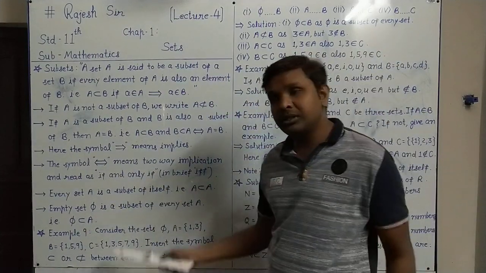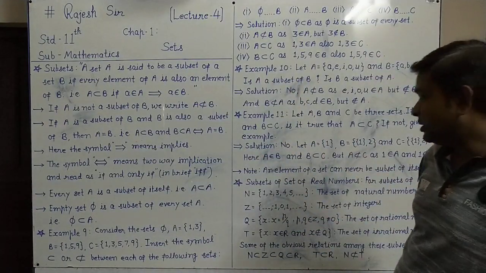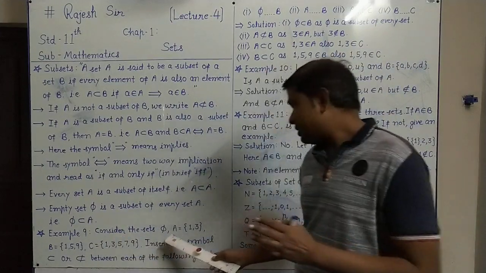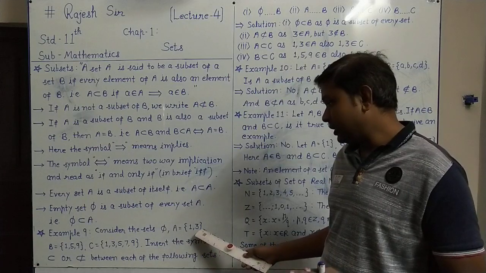Let's see the examples related to these subsets. Examples 9, 10 and 11 we have here to understand subsets now. Consider the sets phi, that is the empty set, and A equals {1, 2, 3}, {1, 3}.